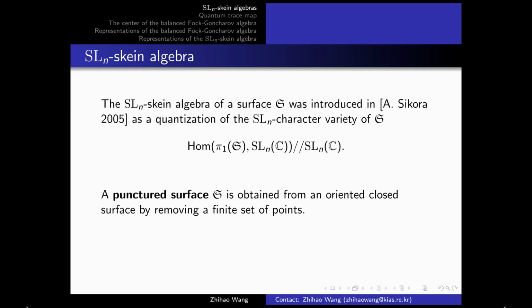So if you are familiar with the Teichmüller space, then you will see that this is very like the Teichmüller theory. If we replace this SL2 C with PSL2 R, then we will get the Teichmüller space. And in this talk, we will work with the punctured surface. A punctured surface is obtained from an oriented closed surface by removing a finite set of points.